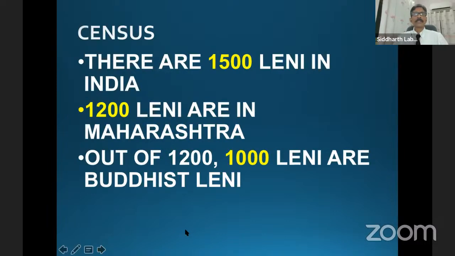The Archaeological Survey of India talks about the census. According to that, there are 1,500 Lenis in India. Those are rock cut architectures, 1,500. And out of that, 1,200 Lenis are in Maharashtra. Why in Maharashtra, we'll see later. And out of 1,200, 1,000 Lenis are Buddhist Lenis, right?